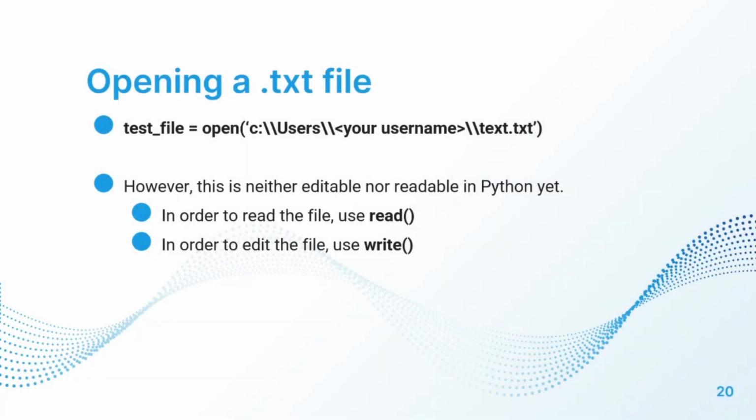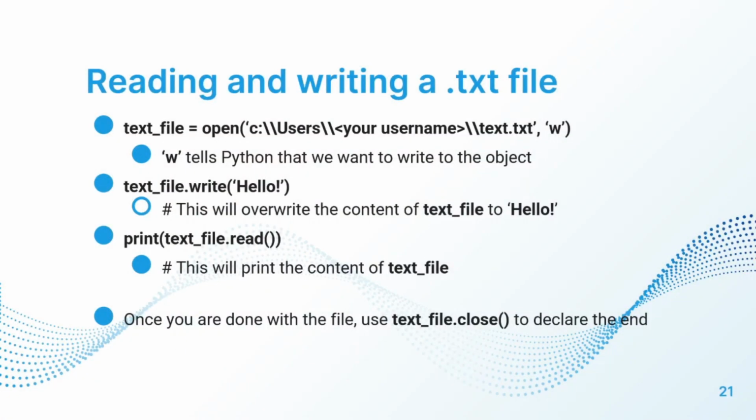To open the text file, use a built-in function called open and assign it to a variable. The argument should be the file location. However, this file is neither editable nor readable yet. You should use the read method for reading the file and the write method for editing the file. Before using the write method, you must pass 'w' to tell Python that you want to write to the object. Then use the write method with a string argument to overwrite the content. I hope you recognize the difference between method and function, which is already covered in the previous lecture.